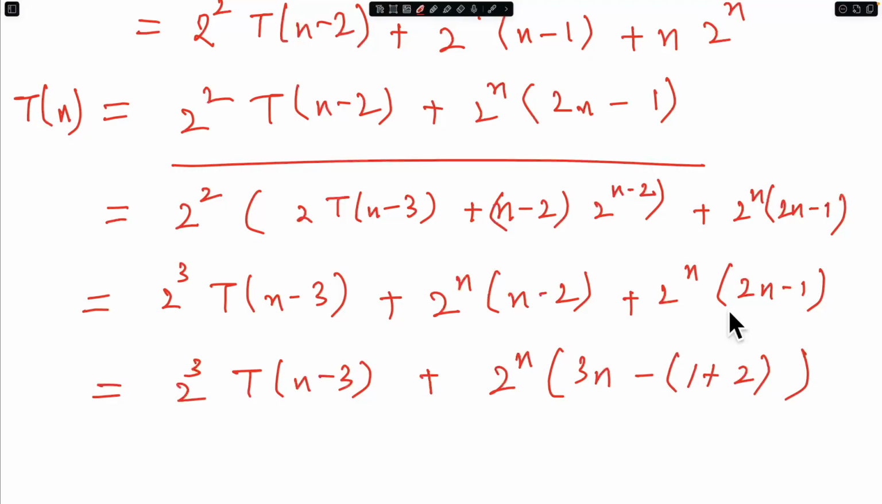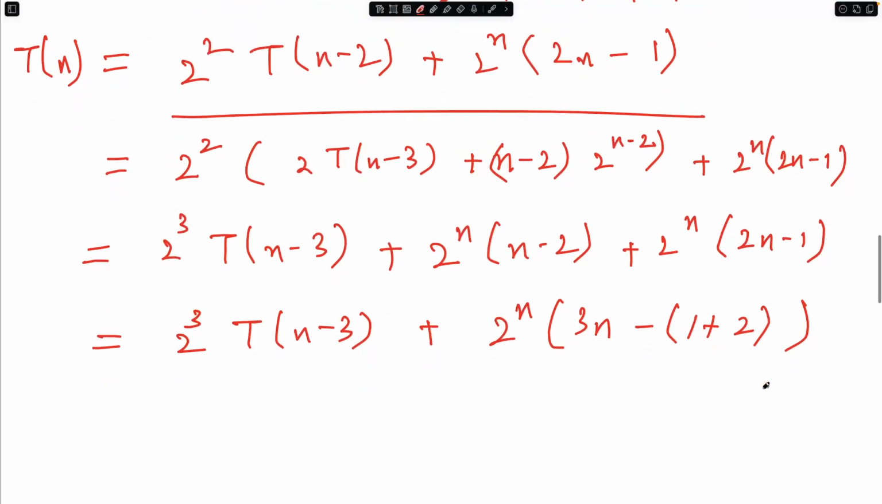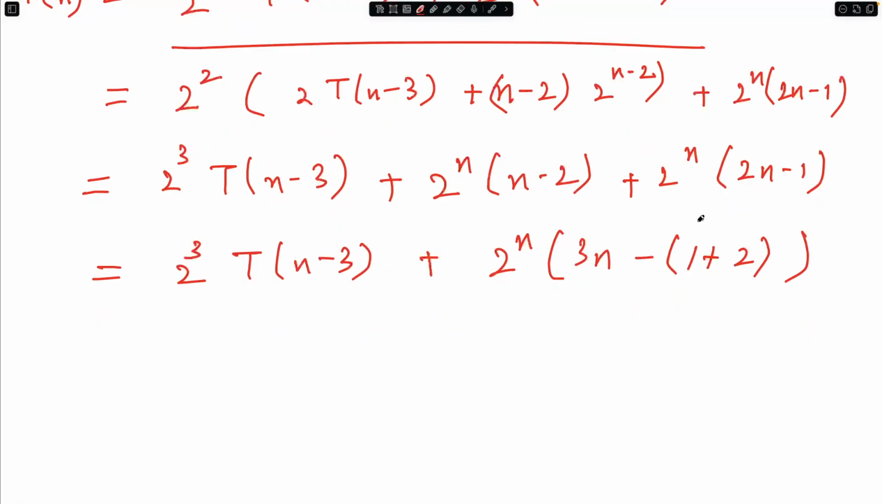This 1 plus 2 is basically coming from this part, minus 1 over here and minus 2 over here. Taken minus outside, we're getting this thing, right? Once I've done all this, now this is expressed in terms of Tn, right?